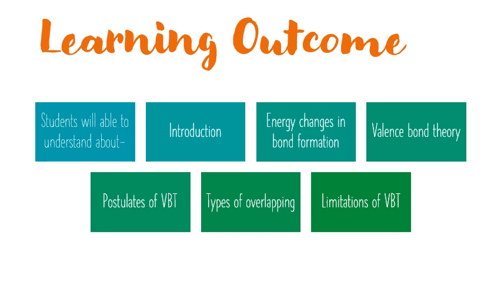What is the learning outcome of this lecture? The students will be able to understand chemical bonding, the energy changes in bond formation, the valence bond theory, explanation of the bond formation, the features of the theory, the types of overlapping, as well as the limitations of the VBT.